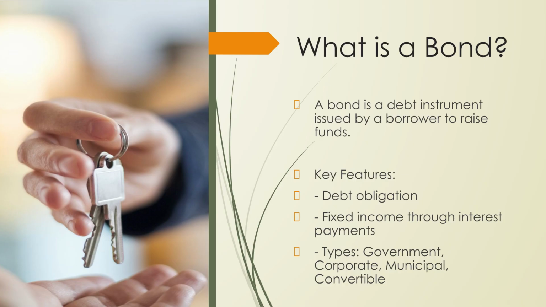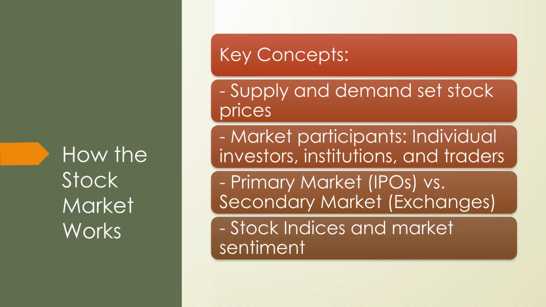A bond is a debt instrument issued by a borrower to raise funds. Key features include a debt obligation and fixed income through regular interest payments. Bonds come in various types, such as government, corporate, and municipal. In the stock market, supply and demand set prices. The market involves individual investors, institutions, and traders. Transactions occur in the primary market for initial public offerings, or IPOs, and the secondary market, which includes exchanges.